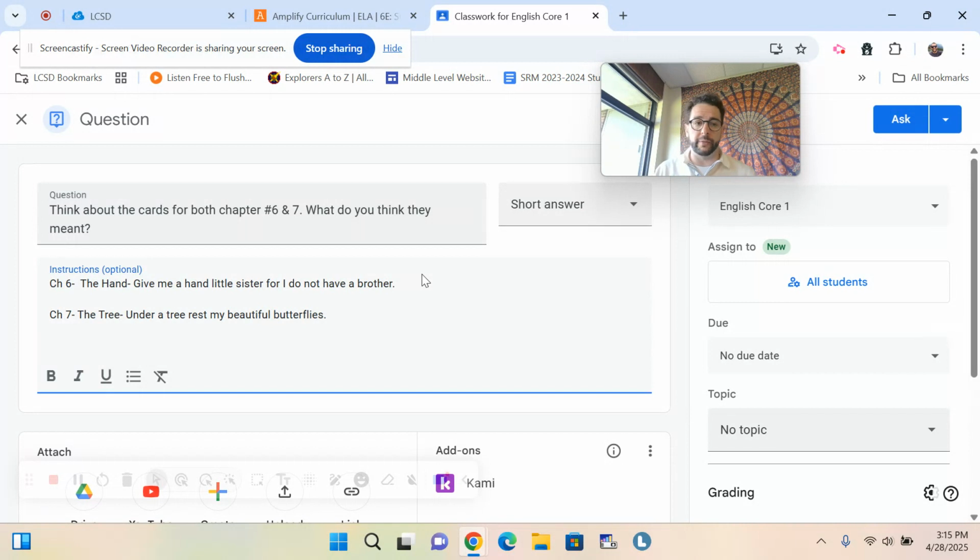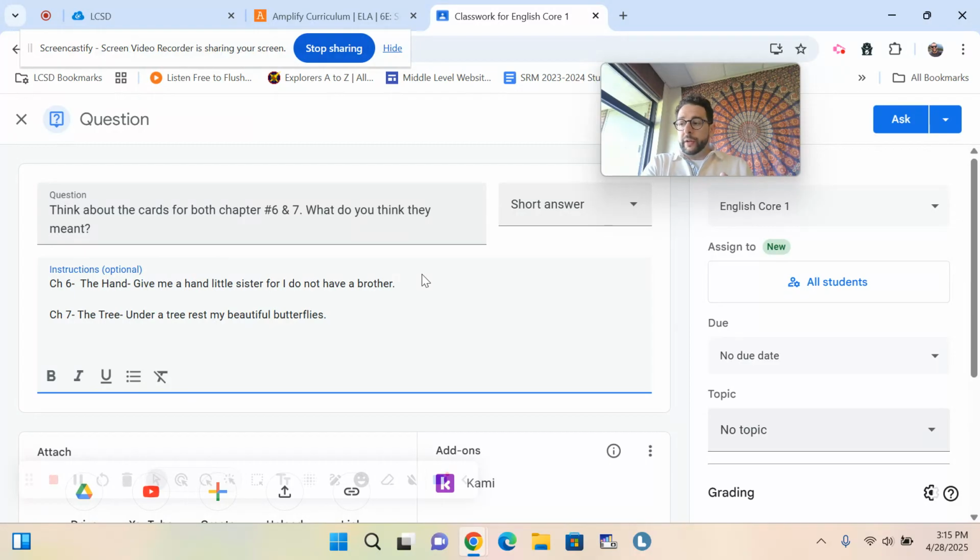Same thing with chapter 7. The tree, under a tree rest my beautiful butterflies. Think about the events. Why is it named that? You could just comment below on Google Classroom. It's going to be a nice discussion point when we get back and I see you together on Wednesday.